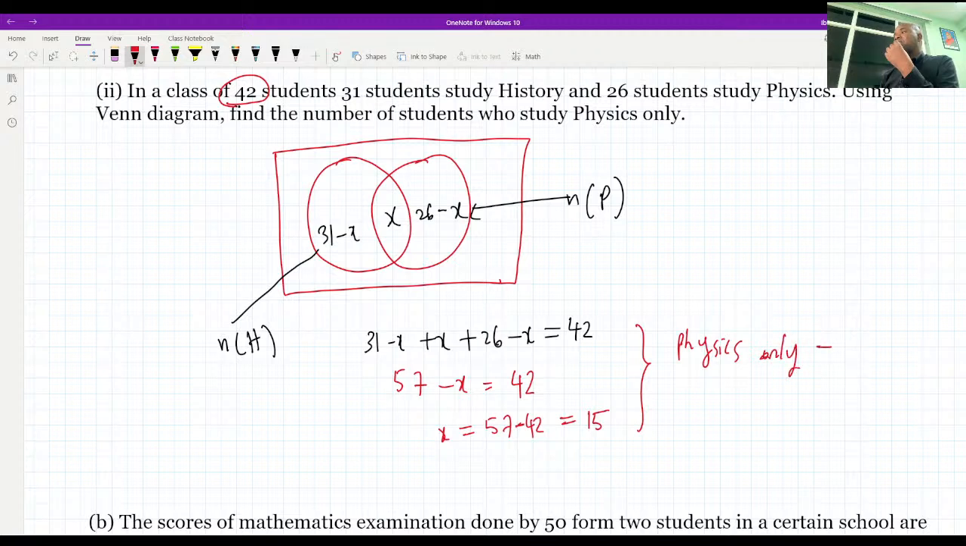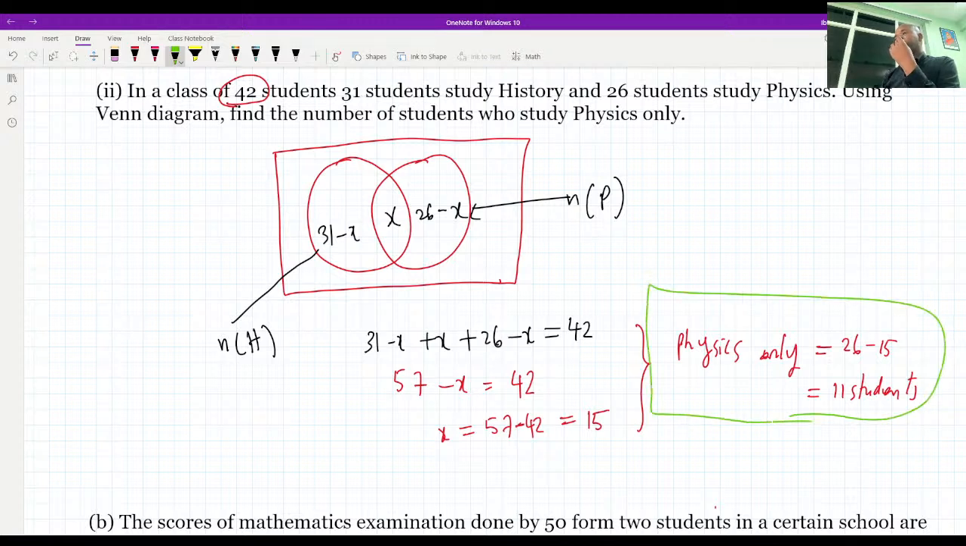Physics only will be equal to, I'll be taking now 26 minus XC. So physics only will be 26 minus 15. You'll be getting 11 students. So simply, we conclude that 11 students will be taking physics only.